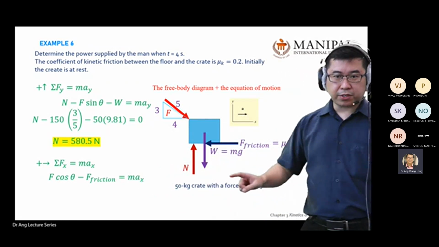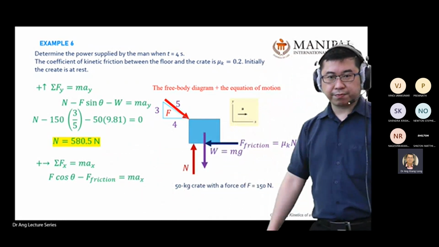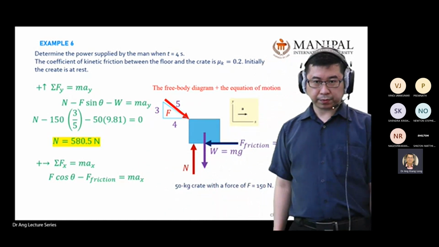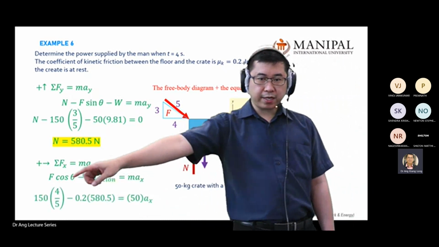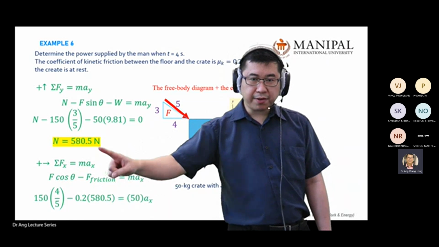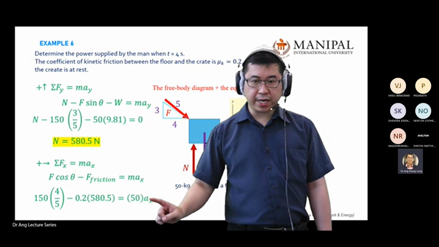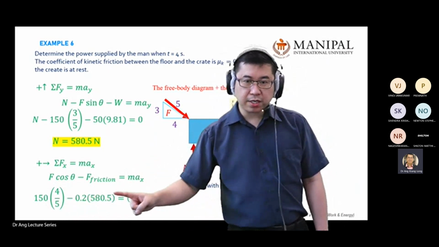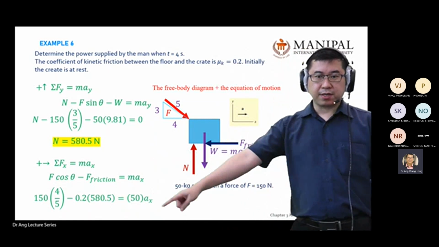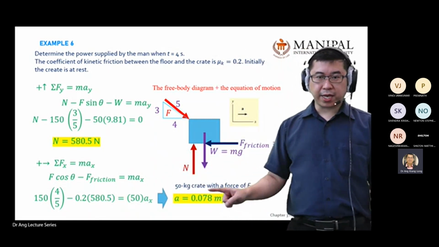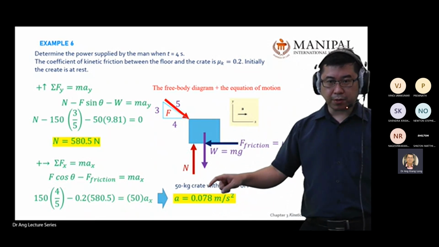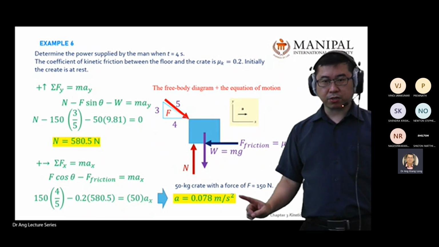Friction, I already mentioned, is found using the N value. F equal to ma. Substituting the values: 150 cos minus 0.2 times the N value that you found just now equal to 50 ax. So in this equation you only have your acceleration in the x direction left. Press your calculator, and you find the acceleration in the x direction, which is 0.078 meter per second square.